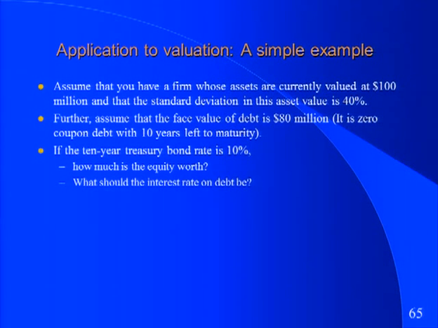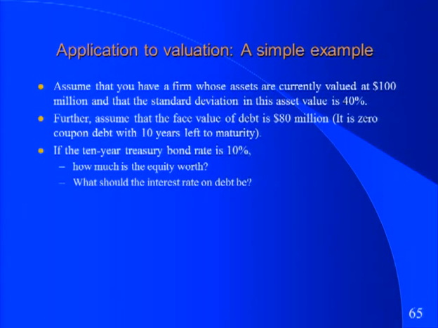And I'll start with a very simple example. Let's assume you have a firm. You value the assets. The assets right now have a value of $100 million. So you do a discounted cash flow valuation, a liquidation valuation, whatever. But right now, the value of the assets is $100 million. But that can change. It can change because you're in a risky business. So let's assume the standard deviation in that value is 40%. So the 100 million could go up to 130, it could go down to 70. So there's variance around the value.